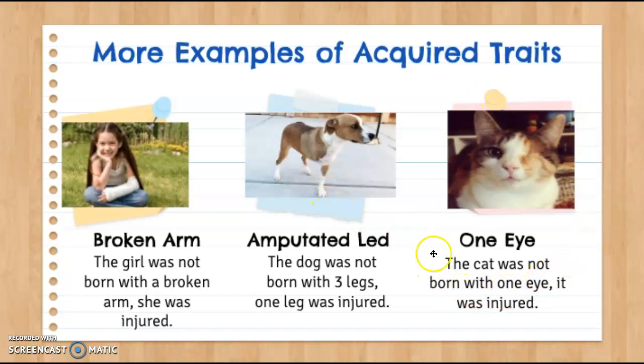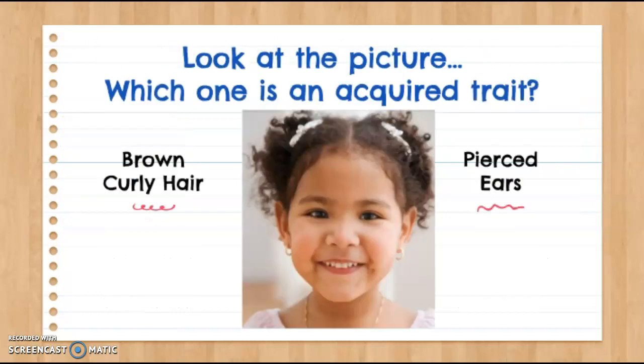One last example of an acquired trait is this cat. This cat was not born with just one eye. It was born with 2 eyes, but something happened. It might have been injured, but because of that injury, now that cat has 1 eye. So the cat having 1 eye means that this is an acquired trait.